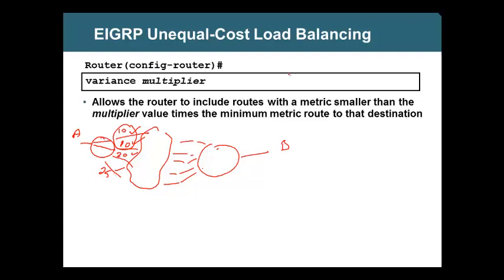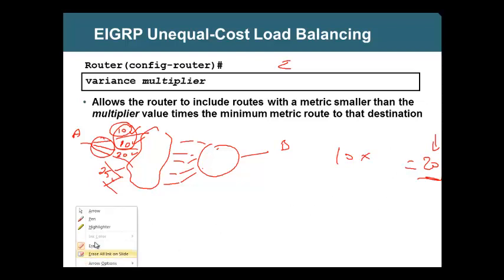When I change the variance to 2, what will happen is the lowest metric 10 is multiplied by 2. I get 20. So any path whose metric is less than or equal to 20 will be used. So this path will also be used now. But this path cannot be used. Why? Because it's bigger than 20. So if you want this path also to be used, then you should have said variance 3, not 2.